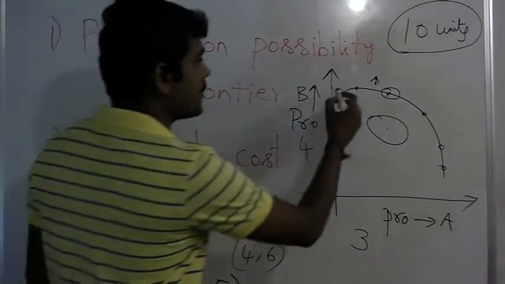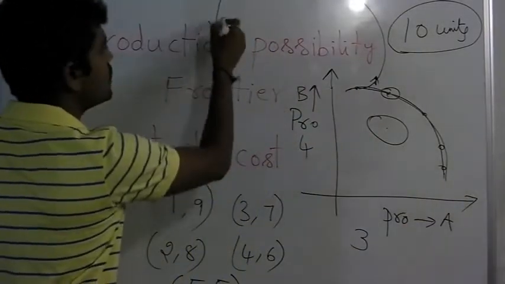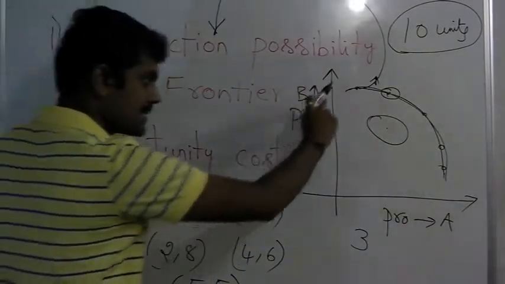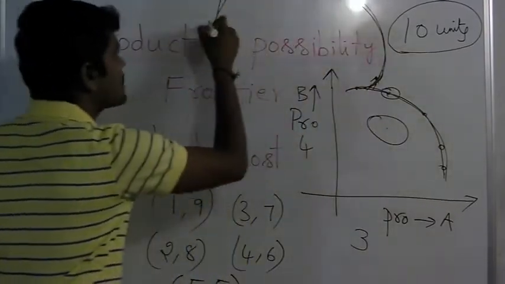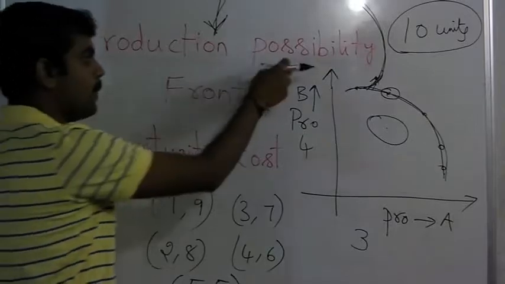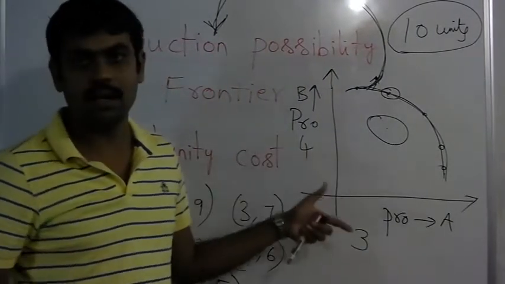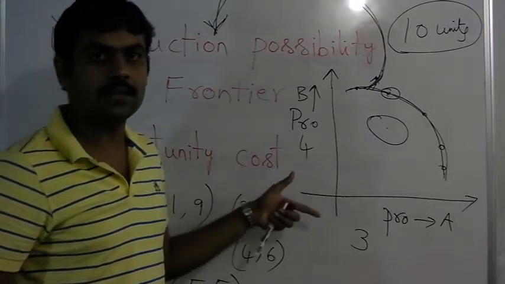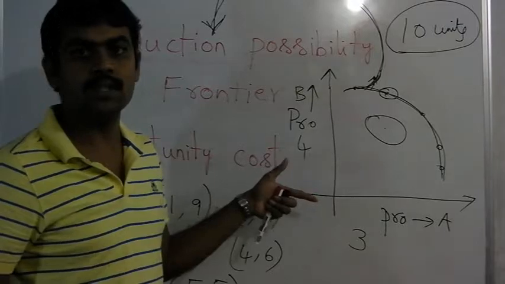So this curve is called nothing but the production possibility frontier. This curve in the graph is called the production possibility frontier. So this is one. I am expecting that you understood. Any doubts, you may post below this video.